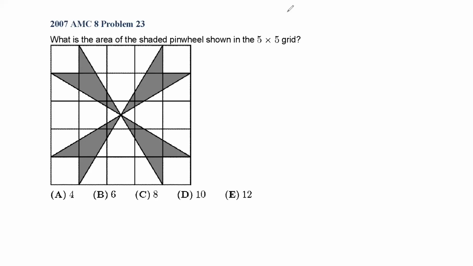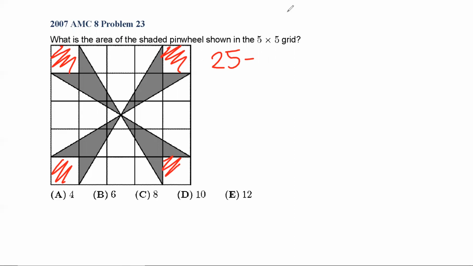Okay, so let's try taking the area of the whole entire square and subtracting off the white parts. The area of the whole thing is 25. And let's subtract off these 4 corner squares, which each have area 1. So subtract 4. And now we have to subtract each of these bigger triangles.